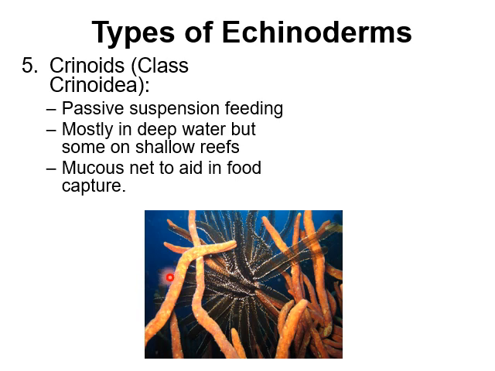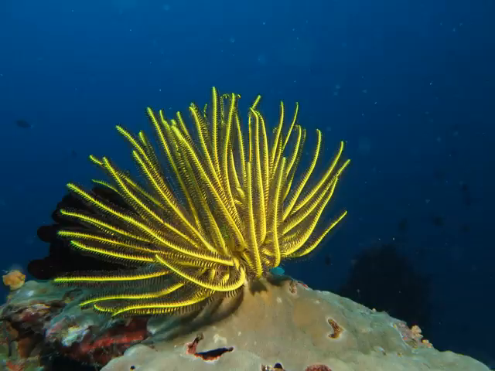If you were to actually touch the feathery parts of this crinoid, you would feel that it's really sticky. And that's because they have this mucus net over all of their surface which allows them to capture that food. So that's how they actually feed.